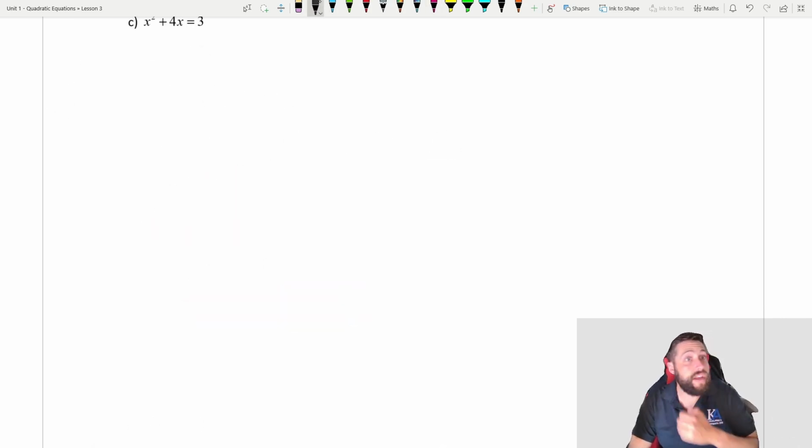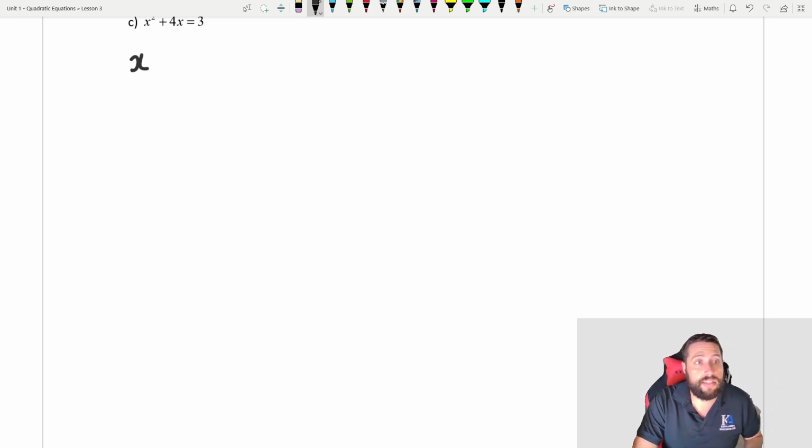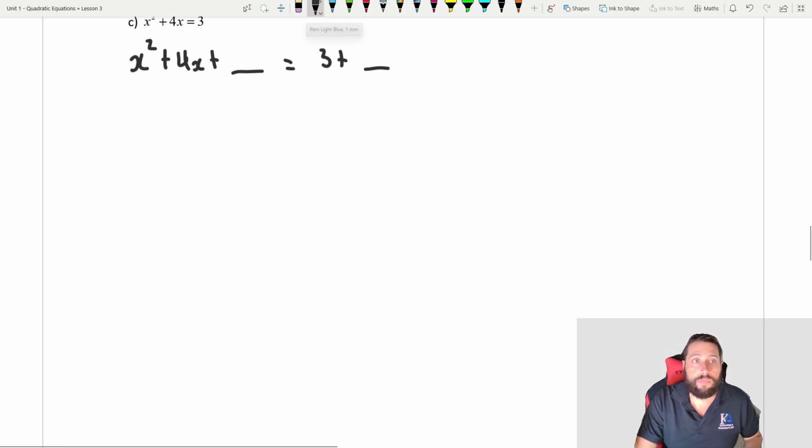Moving on to C, we have x squared plus 4x is equal to 3. Now, we don't need to move anything onto the other side because it's already been done for us. So we can go right to the next step, which is x squared plus 4x plus blank is equal to 3 plus blank. Okay? Again, it's b over 2 squared. So it's 4 divided by 2, which is 2. 2 squared is 4. So we're going to add 4 to both sides here.